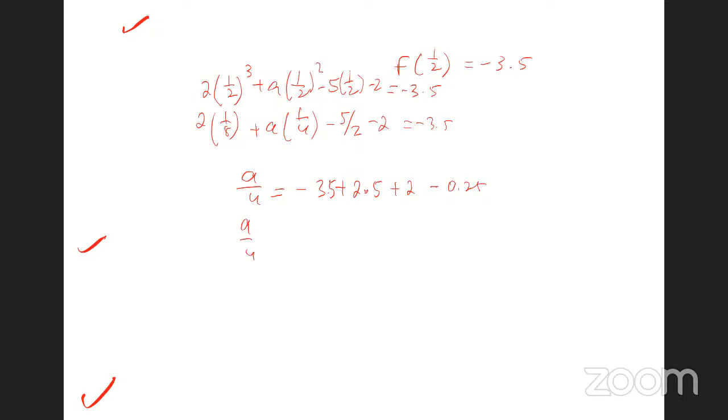So A over 4 is equal to 0.75. So A is equal to 0.75 by 4, which is 3. Right, so you can just plug this in the calculator, right? So the answer is 3.